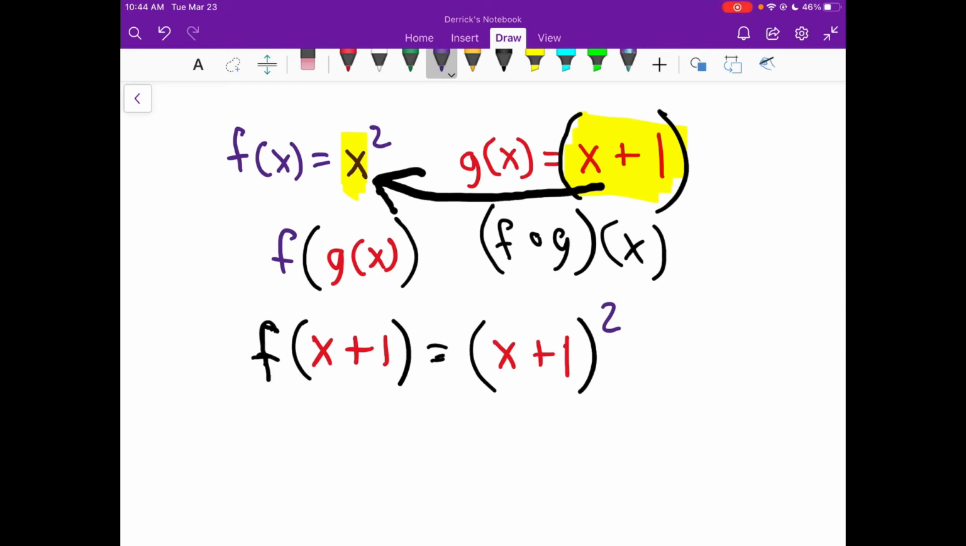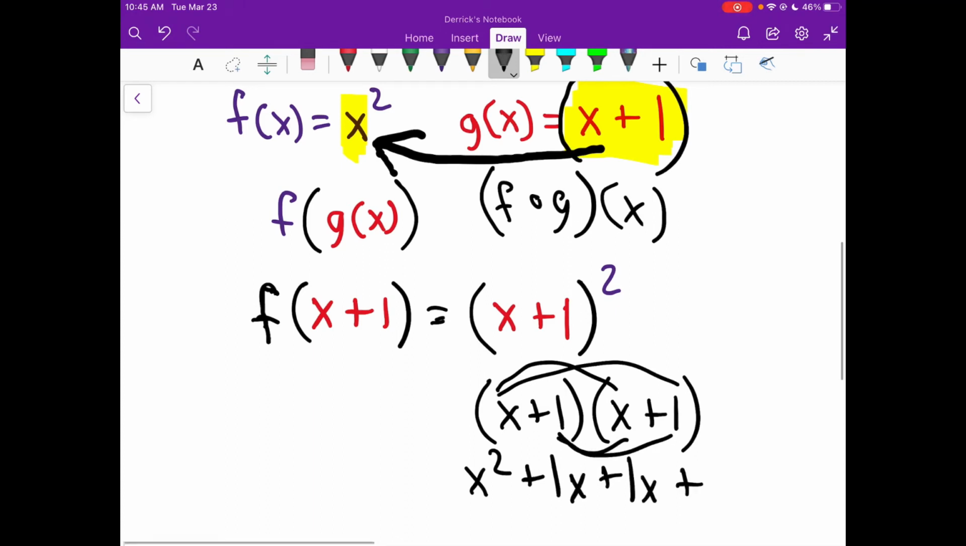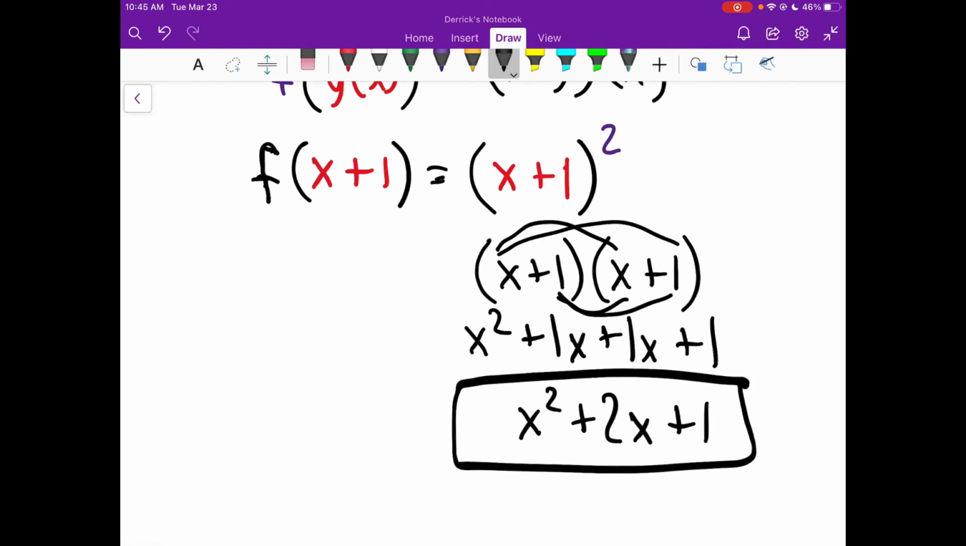If we have the quantity of x plus 1 squared, that means we would want to take, literally, x plus 1 times x plus 1. So we would want to FOIL that out. X times x is x squared. X times 1 is 1x. 1 times x is 1x. And 1 times 1 is 1. 1x plus 1x is 2x, so we would get x squared plus 2x plus 1 for a final answer here.